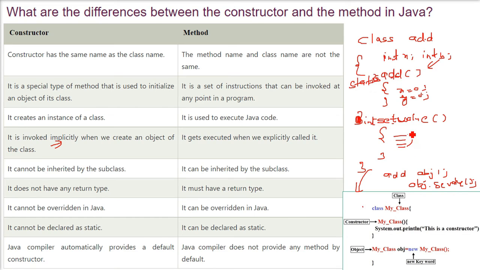A constructor cannot be declared as static, but a method is user defined and can be declared static. A constructor cannot be declared static because you have not created it. It is the programming language which has given it to you. For a constructor, the Java compiler automatically provides a default constructor, which I have been telling you. For methods, the Java compiler does not provide any method by default. You have to make set value. You have to make get value to get it.